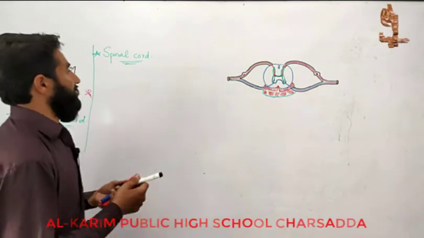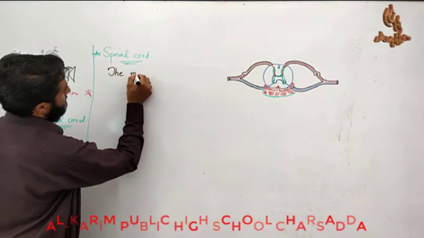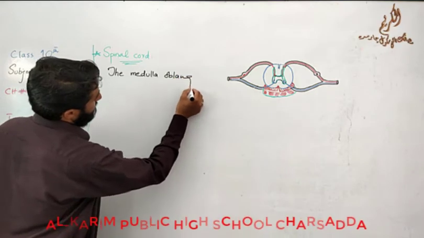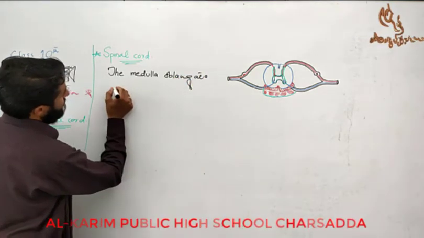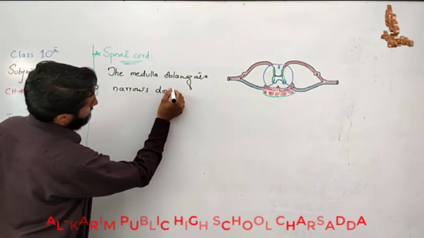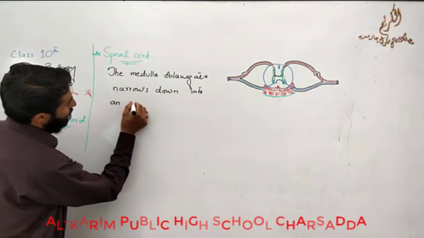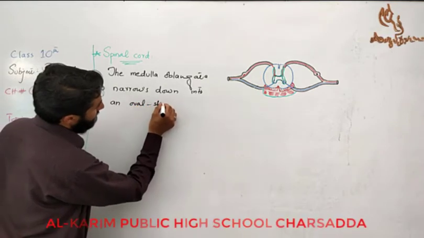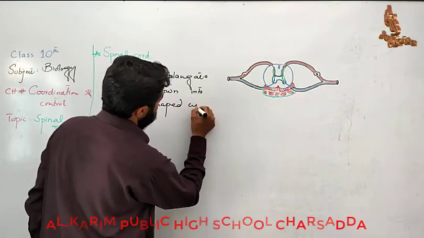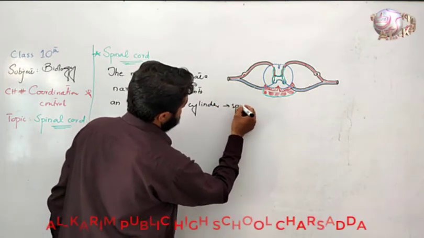Okay, first coming toward the definition of spinal cord. The medulla oblongata narrows down into an oval shaped cylinder that is known as spinal cord.